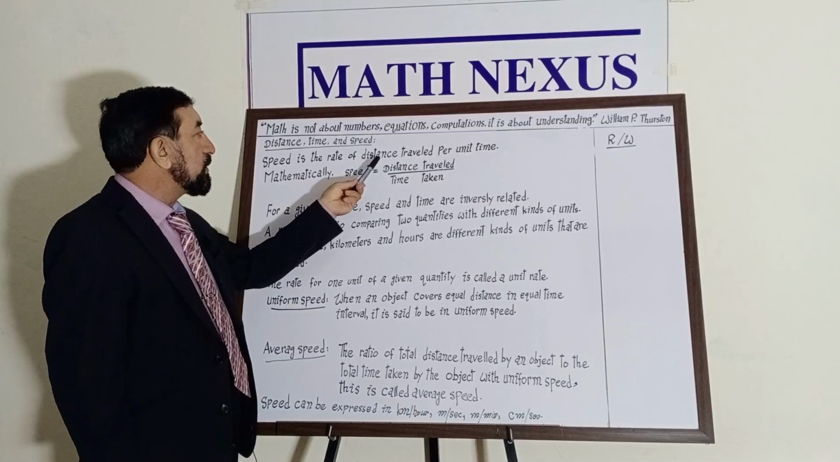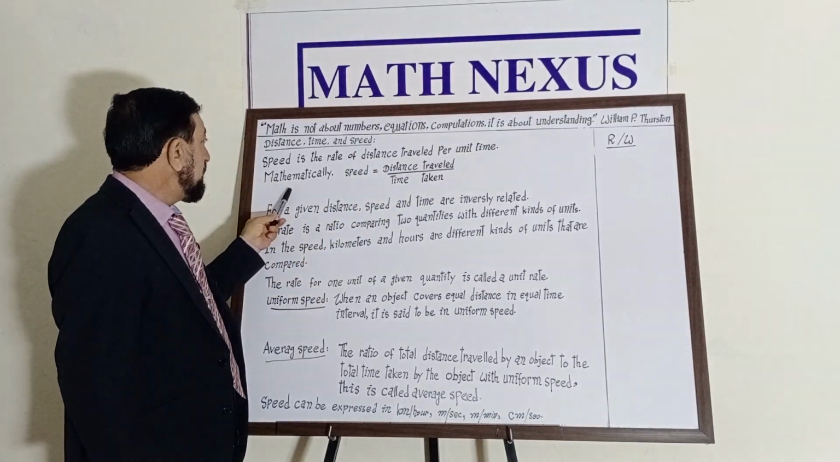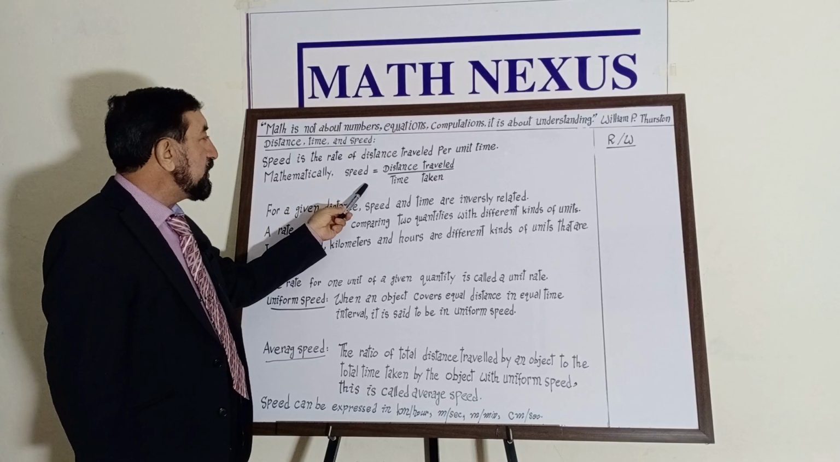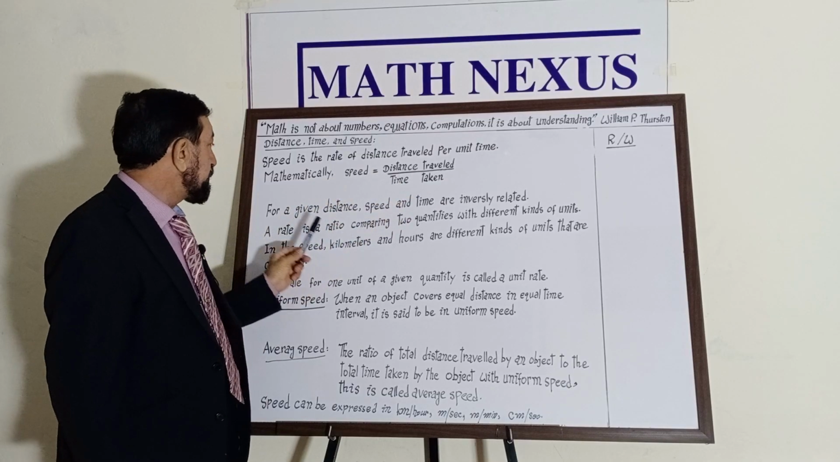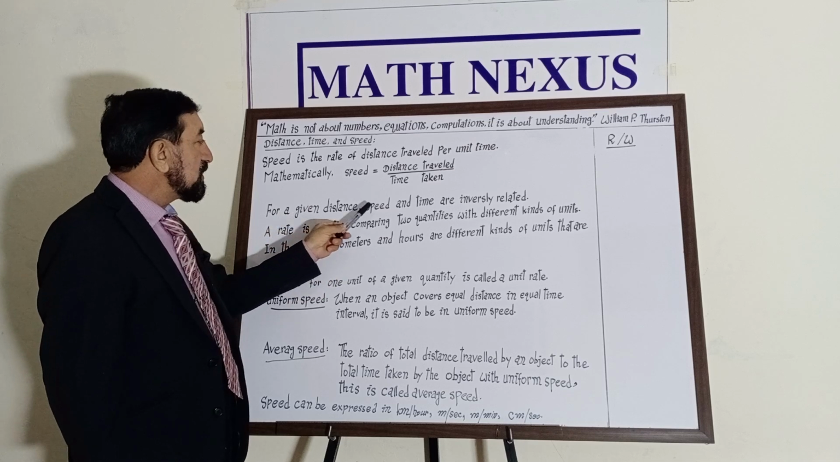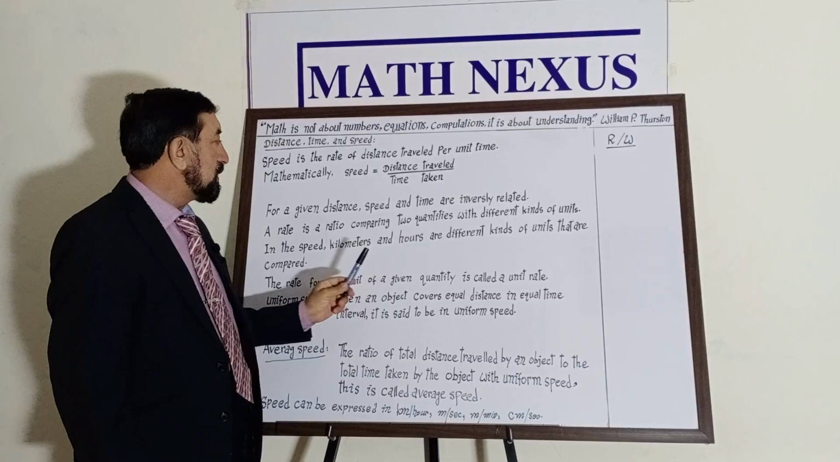Speed is the rate of distance traveled per unit time. Mathematically, we can write speed is equal to distance traveled divided by time taken. For a given distance, speed and time are inversely related.